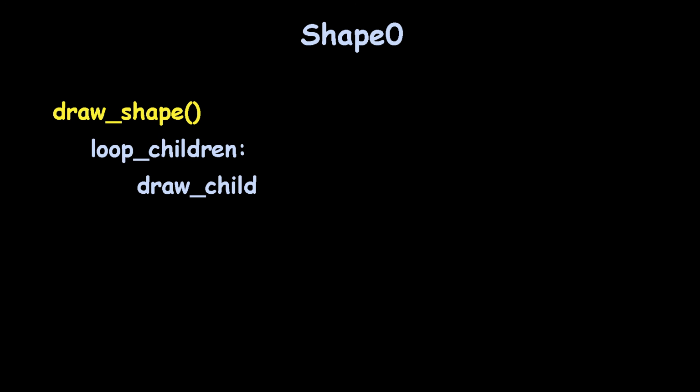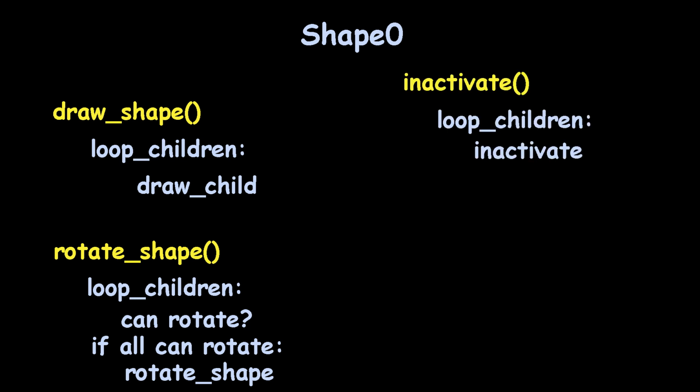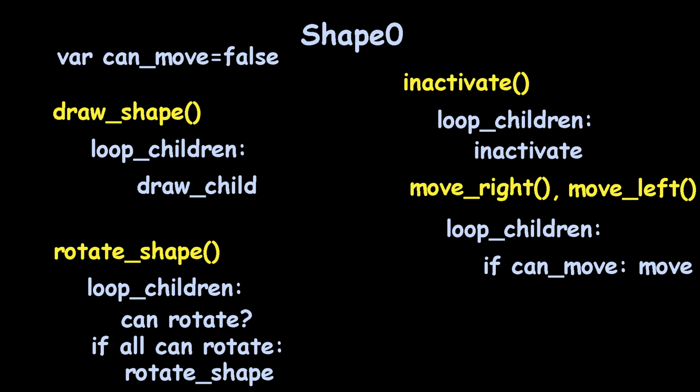Then we need a function to rotate the shape. This function needs to check if all children can rotate, and if so, we can rotate all of them, or rotate the shape. And the logic of the other functions are similar. If a block calls the inactivate function, we need to loop through all the children and inactivate them. Now we can create a variable to check if the shape can be moved. To move the shape to the right or to the left, we check if the shape can be moved. Then, loop through the children and look if all of them can move to the direction, and if so, we move the shape. And to finish our shape, we need to create the moveDown function.